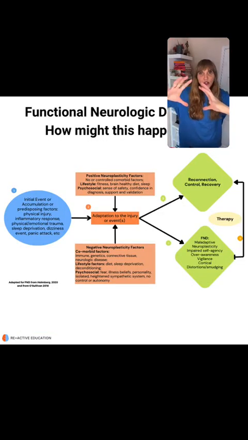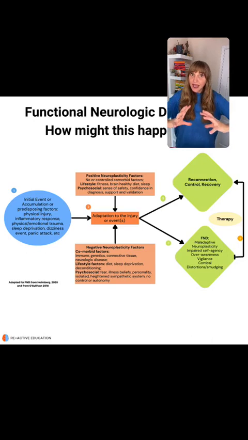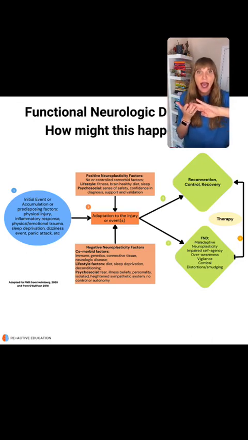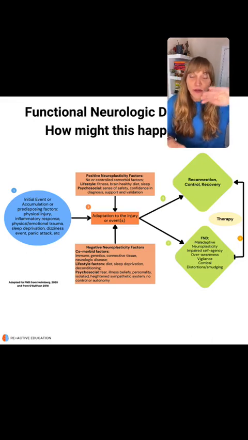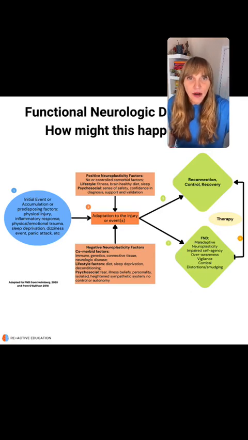So we had that initial accumulation of events in the blue. Then we have that adaptation, and we either have these positive neuroplasticity factors or these negative neuroplasticity factors. And we go either through reconnection, control, and recovery, or alongside some of the maladaptive neuroplasticity, or neuroplasticity gone awry, like I like to say, you could develop a functional neurologic disorder. So let's hone in on the green here.